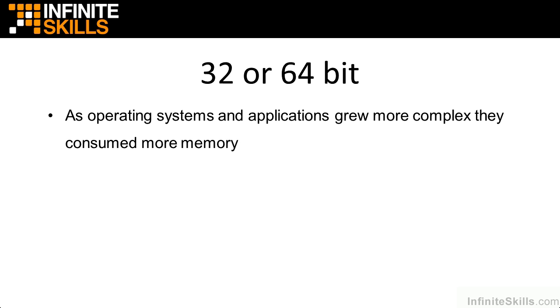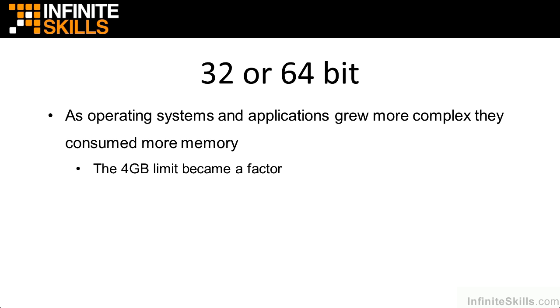Now, as operating systems and applications grew more complex, they naturally got larger and they consumed more memory. And as they got more complex, we needed them to run faster and faster. Most people assumed back then that if a 32-bit operating system, say like Vista, ran kind of fast, then a 64-bit would be at least twice as fast. Well, that wasn't always true for all kinds of reasons, but it really all boiled down to the amount of memory that it could use.